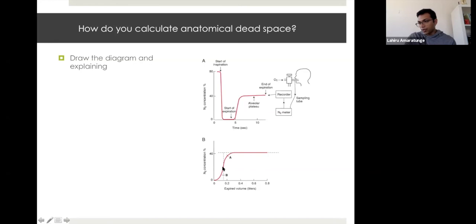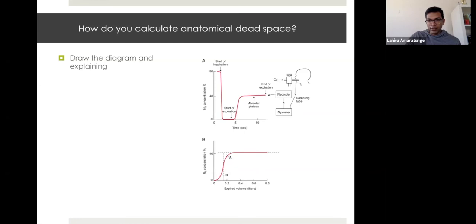So what they say, this effectively measures the volume of the conducting airways down to the midpoint of the transition from dead space to alveolar gas. So from what they've said, it's just an approximation of what your anatomical dead space will be. Does that make sense? Any questions about that?